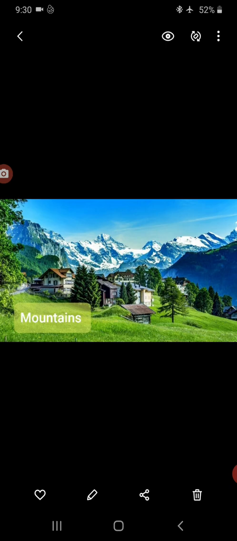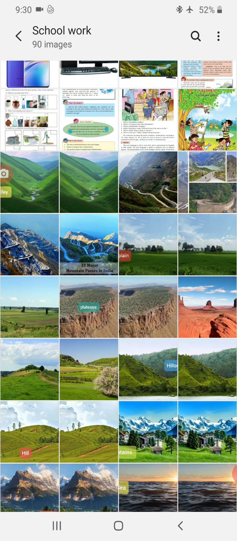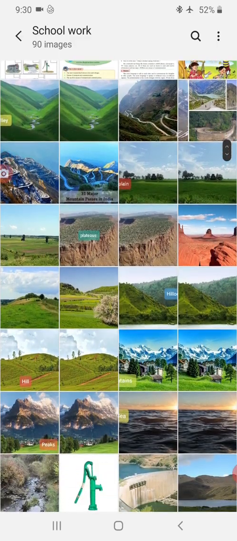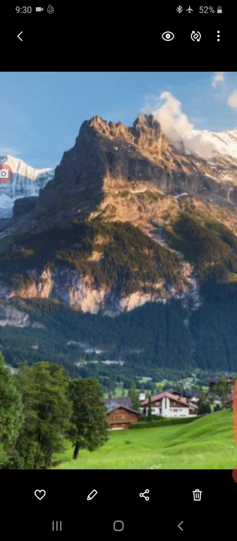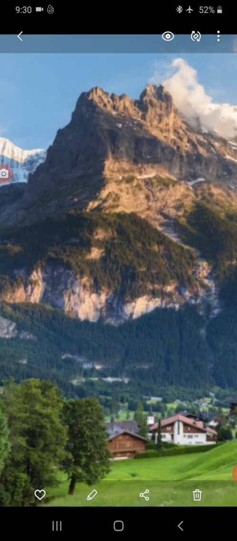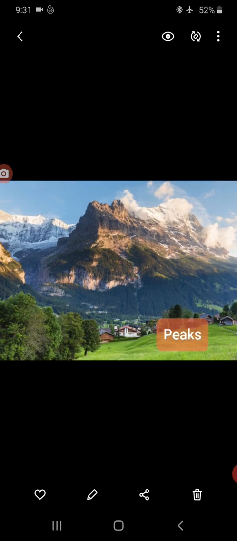Next is peaks. A peak is the pointed top of a mountain. When any mountain has a pointed top, then it is called a peak. Understood what a peak is, children?